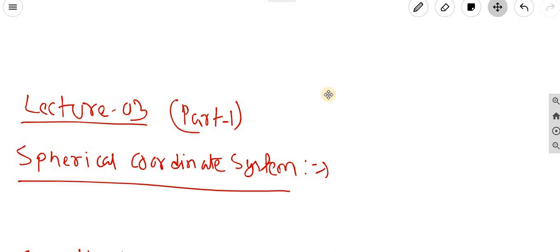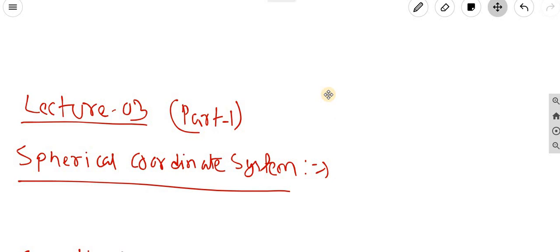In this lecture, lecture number 3, it's going to be a lengthy lecture. That's why I have divided it into two parts. In this part I will be discussing the spherical coordinate system and what the coordinates are. We have to define those coordinates and the relationship between these spherical coordinates and the rectangular coordinate system.